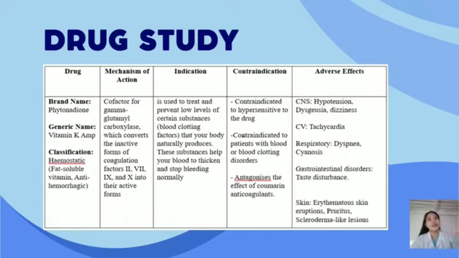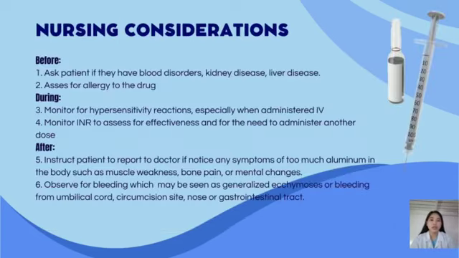And its adverse effects include hypotension, dizziness, tachycardia, dyspnea, cyanosis, and for the GI disorders, taste disturbance. Now, for the nursing considerations, before we administer the drug vitamin K ampule, we should ask the patient if they have blood disorders or kidney disease and liver disease. We should also assess for allergy to the drug, and we should monitor for hypersensitivity reactions, especially when administered IV. And we should monitor INR to assess for effectiveness and for the need to administer another dose.